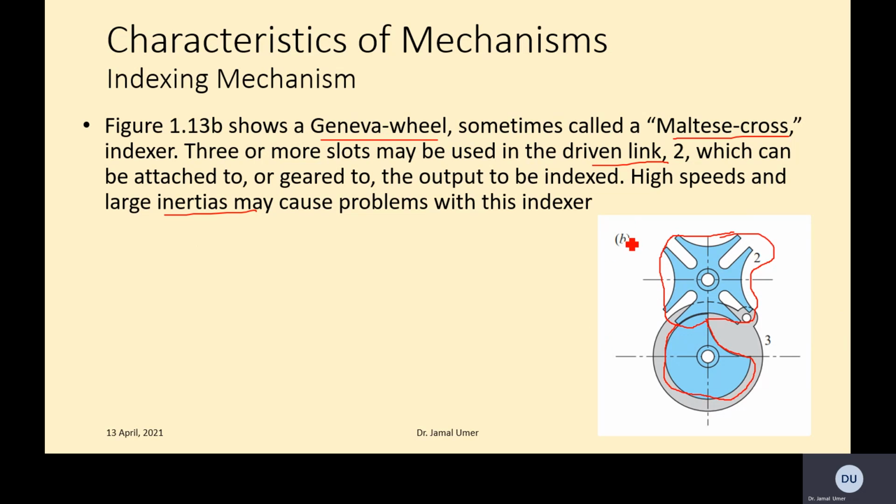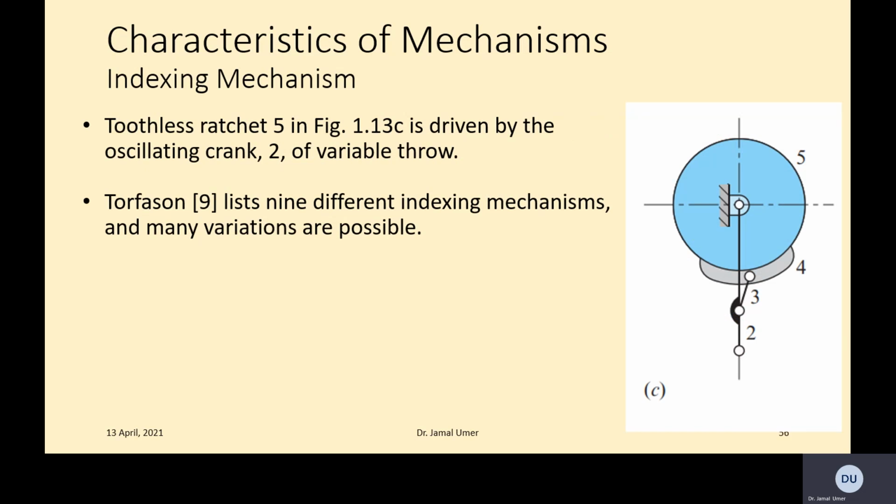So we keep going. The next one is also a part of the indexing mechanism. The toothless ratchet 5. This is a toothless ratchet, like a circular disc. There is no tooth on it. It is driven by oscillating crank 2. So this is oscillating crank 2. Most probably it's oscillating like this, up and down. When it's up and down, basically it can move in either direction.